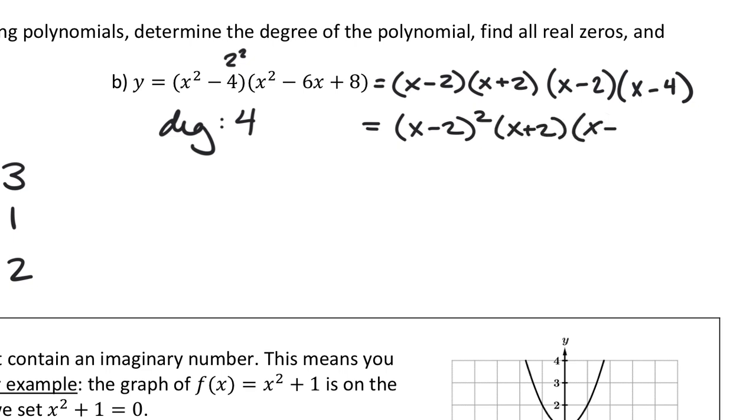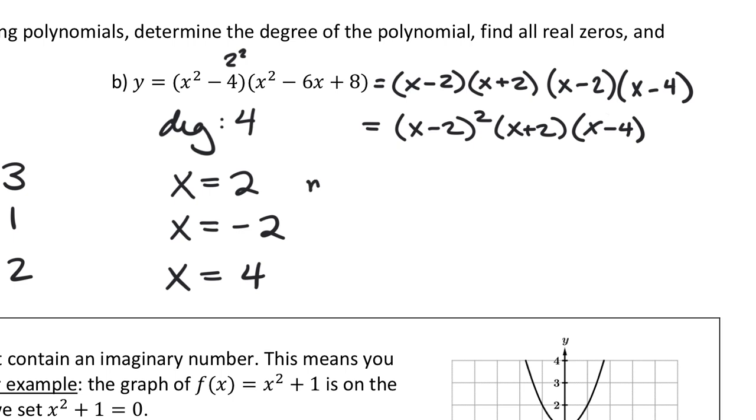Why did I do that? There are 2 factors that say x minus 2. Let's write them together so we can see very easily the multiplicity of that factor. The zeros for this function are x equal to 2, x equal to negative 2, and x equal to 4. Do we see where I'm getting those numbers from?